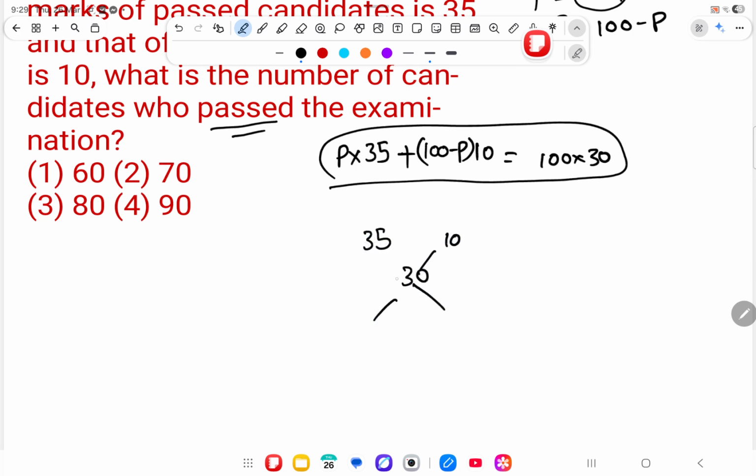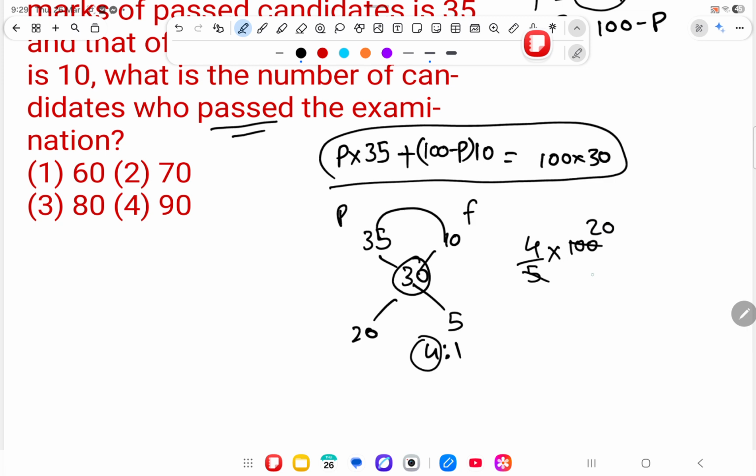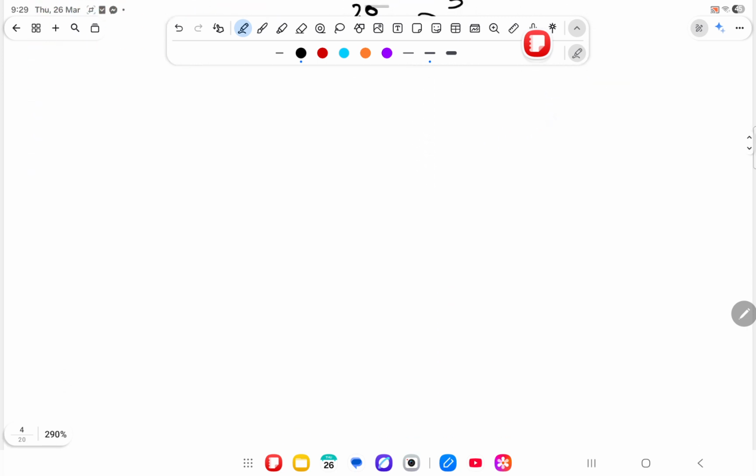Now find the difference. This is called alligation. 5 and here difference is 20. Every time this 30 will be between this 20, 35 and 10. Otherwise we can't solve it. Now the ratio is 4:1, otherwise we are making a mistake. This is passed and failed. Passed candidates are 4 parts out of 5 parts. Total 100. 5 ones, 5 20s, 4 into 20, 80. Hope you understood this. Next question.